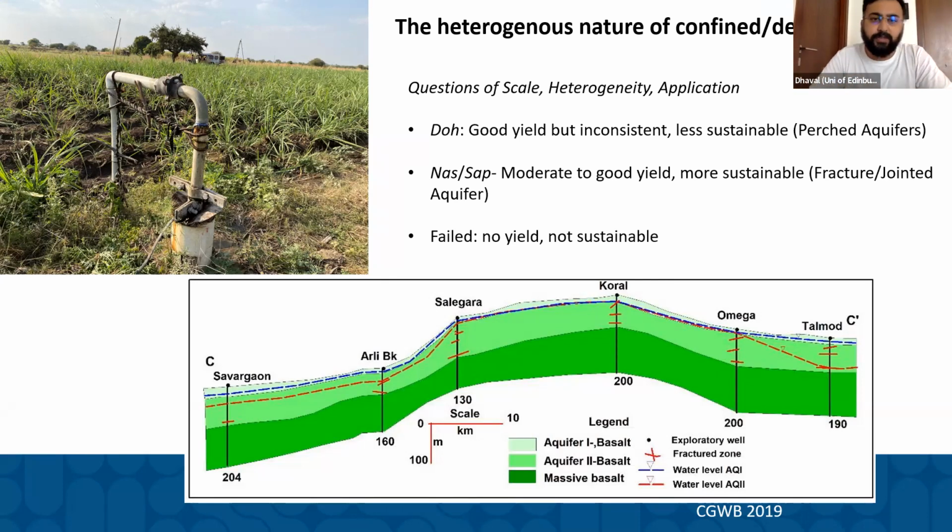They drill these bore wells, which are small diameter, deeper wells. And they recognize that there is Doha, Nas, Doha, which is like a perched aquifer, with a good yield but inconsistent. And this is all within a single village, a single small micro watershed. And some of them found Nas or Sub, which translates loosely to joints or fractures. And that is where they suggested that they are more sustainable in nature.